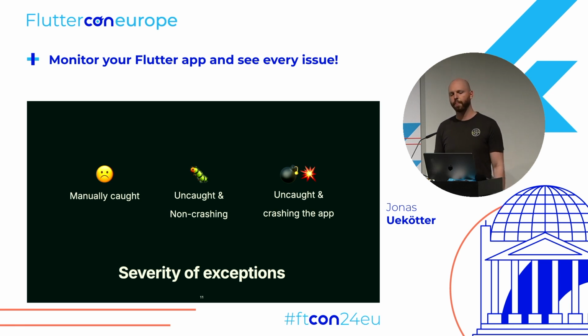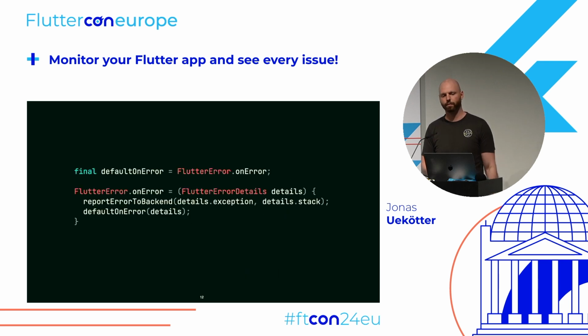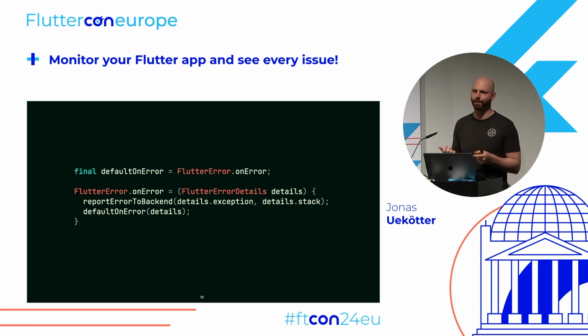Okay, so let's start with the uncaught and non-crashing exceptions. How do I handle these? There are three ways of doing so. The first one is the so-called FlutterError.onError callback. This is where our beloved render overflow comes in, when we have overflowing widgets with the yellow and black ribbon.